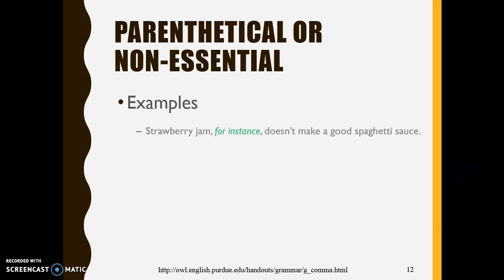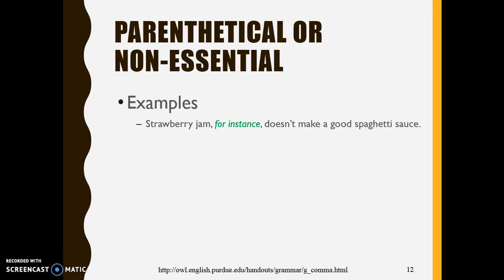So this is an example of a non-essential or parenthetical: Strawberry jam, for instance, does not make a good spaghetti sauce. For instance is a parenthetical element or phrase. Another one: Uncle Charlie, when he was told about the reunion, was very happy. When he was told about the reunion is not really needed in order for the sentence to be correct, because we actually can say Uncle Charlie was very happy.